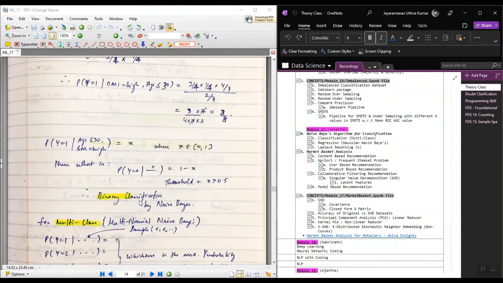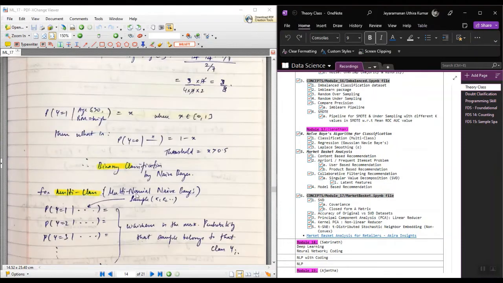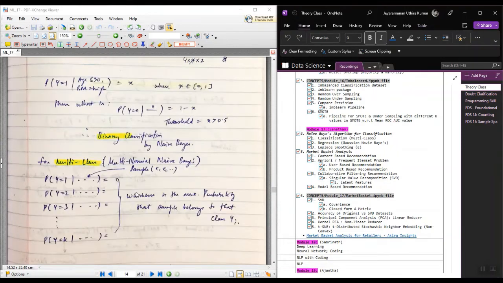So this was used for binary classification, the classes 0 and 1. If you want to use it for multiple classes, what you have to do is just put the sample here, the same BMI is high and the age is less than 30, and ask what is the probability that it belongs to class 1, class 2, class 3, like this.